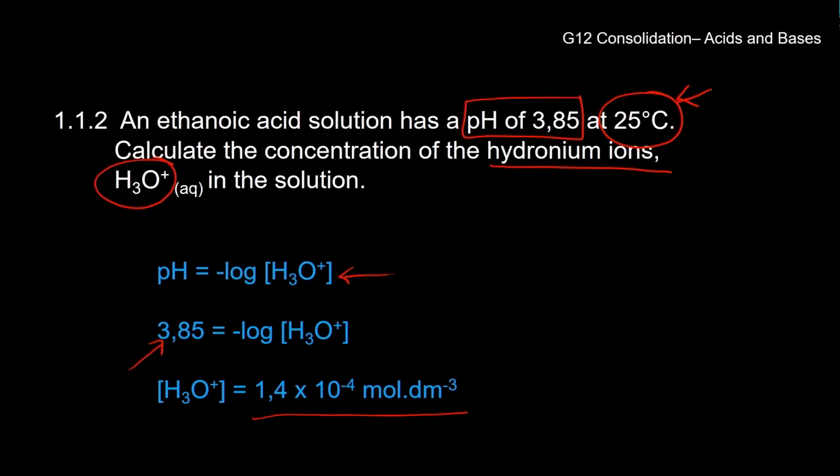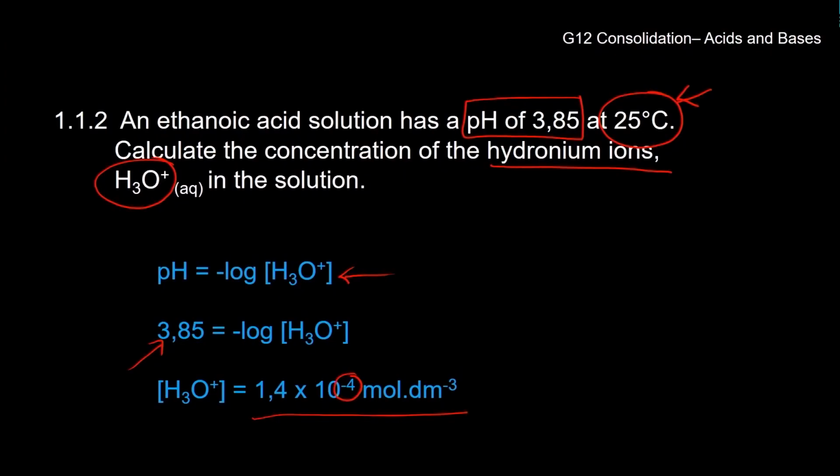Now, concentration is mole per decimeter cubed, but have a look here at that exponent of minus 4. That is telling us that there is not a big amount of ionization. If there was a big amount of ionization, then that would be to the power of 0 or minus 1 or minus 2 maybe. And then we know that our pH is 0, 1 or 2, and we're dealing with a strong acid.